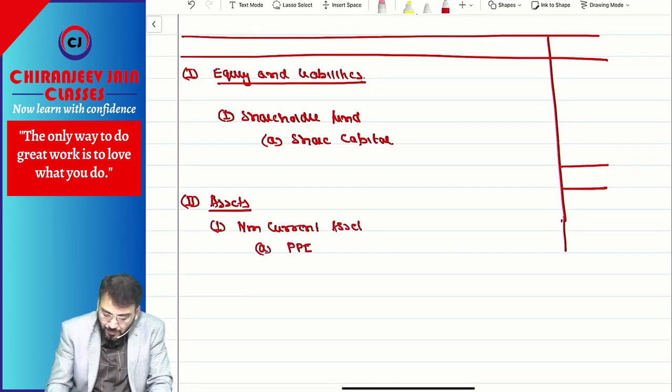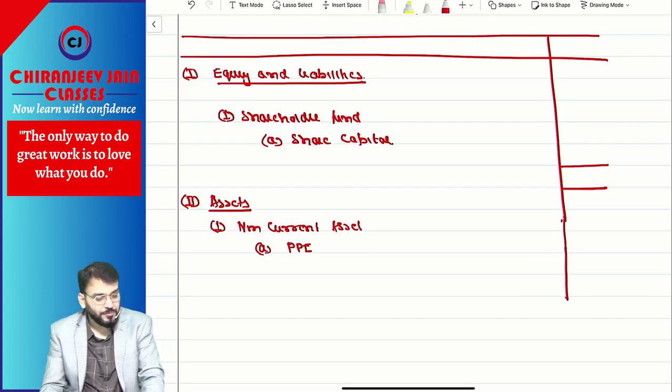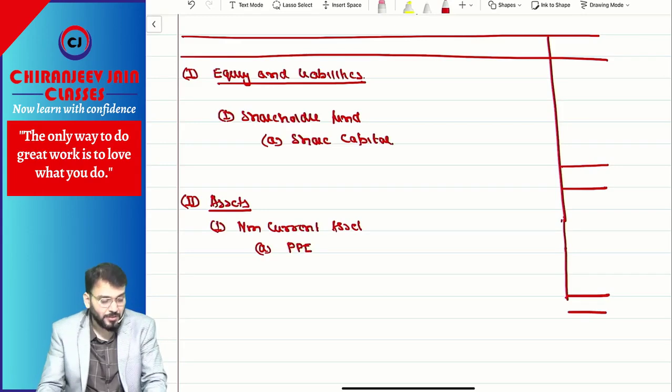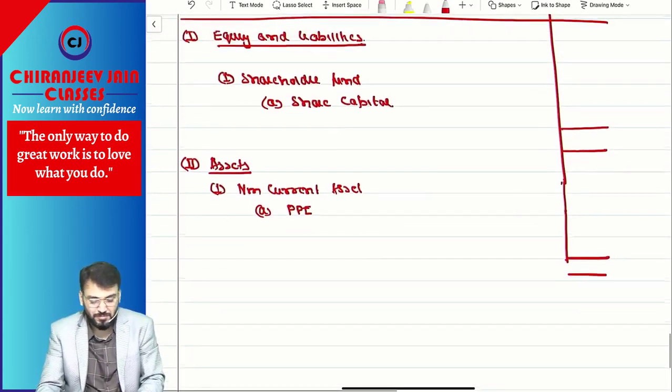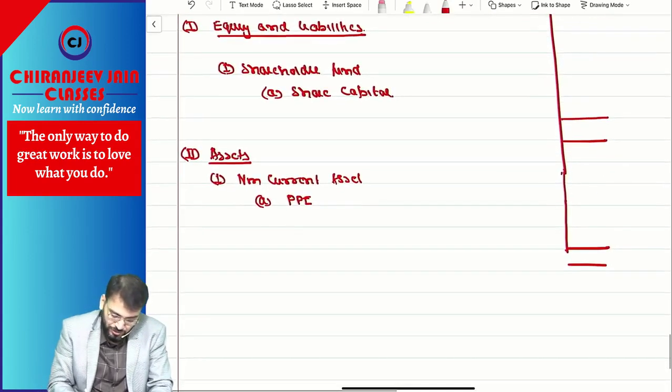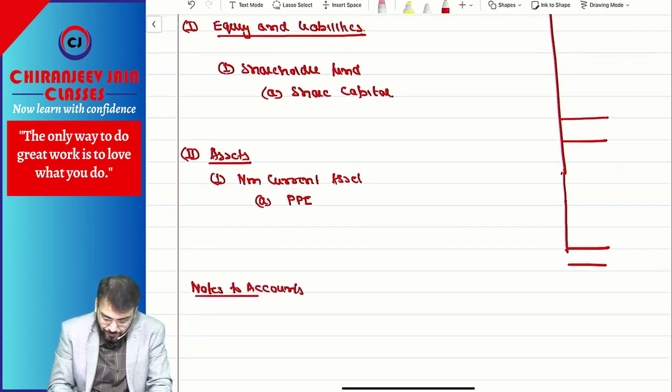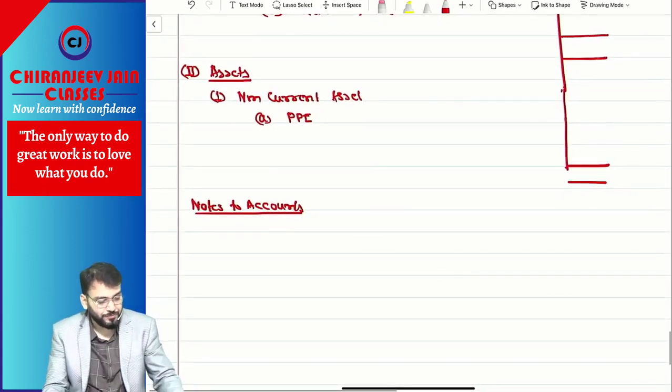Can you give me PPE after depreciation? Total PPE. If you want, we can prepare one working note. Let us prepare notes to accounts. You want to prepare notes to accounts? But let's prepare them, because this question same to same will be asked. If you will not prepare, they will not give marks. Super easy question. Can we prepare? Yes, sir.